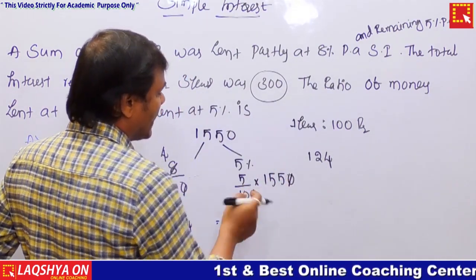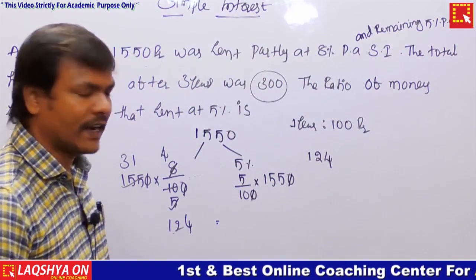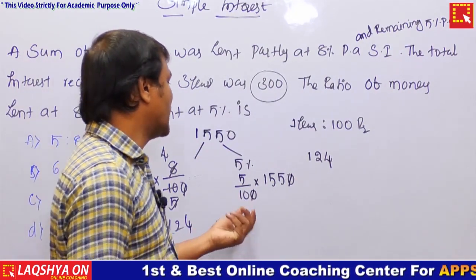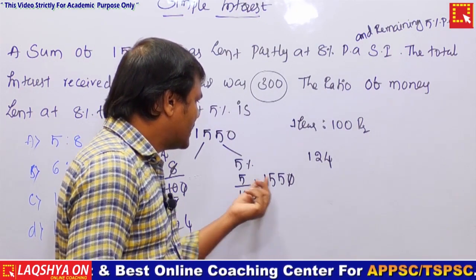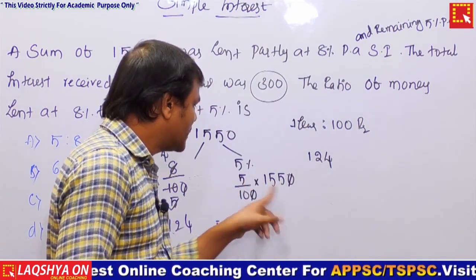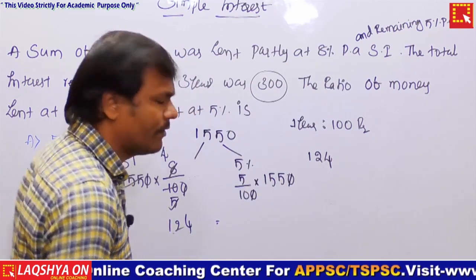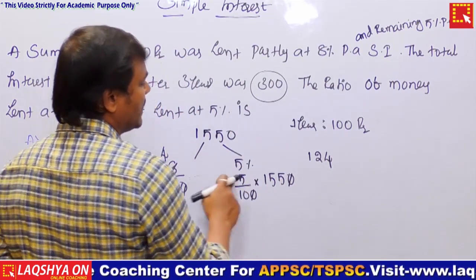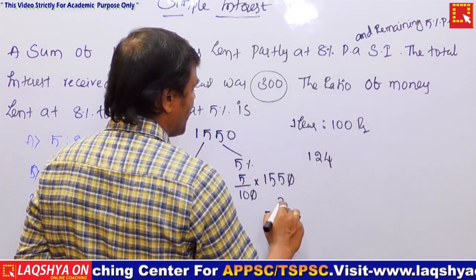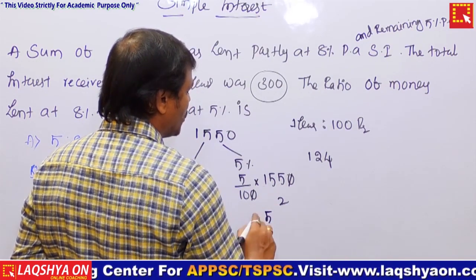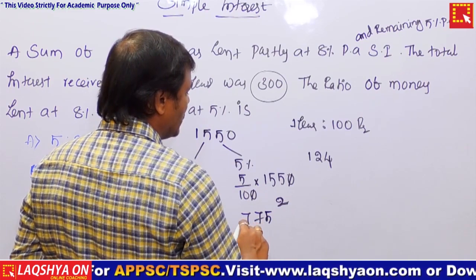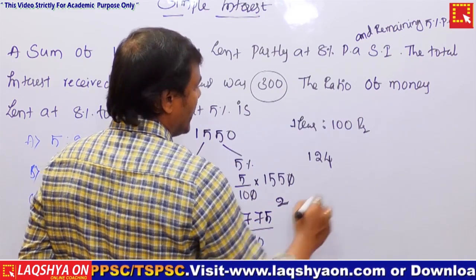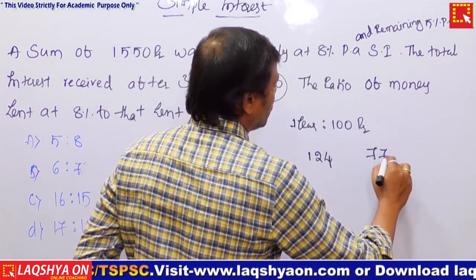When 100 is taken as a point, we take it as a decimal. So before taking the decimal, we multiply 5 into 155. 5 5s are 25, 5 5s are 25 plus 2, 27. 5 1s are 5 plus 2, 7. By 100, it is 77.5.